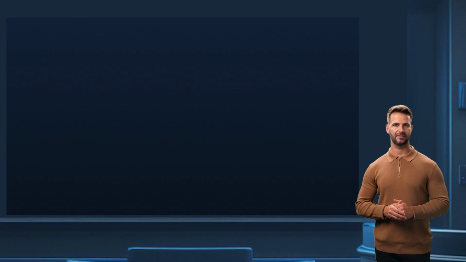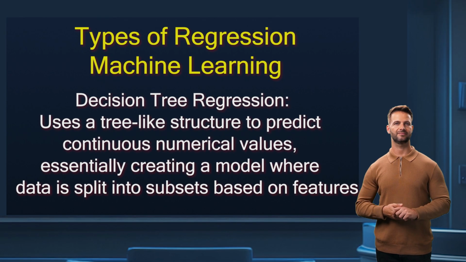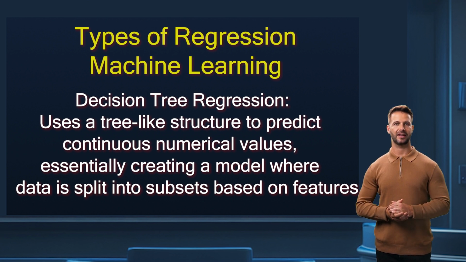So number 4, decision tree regression. Decision tree regression is a machine learning technique that uses a tree-like structure to predict continuous numerical values, essentially creating a model where data is split into subsets based on features, allowing for predictions on new data points by navigating through the tree to reach a final numerical outcome at the leaf node.